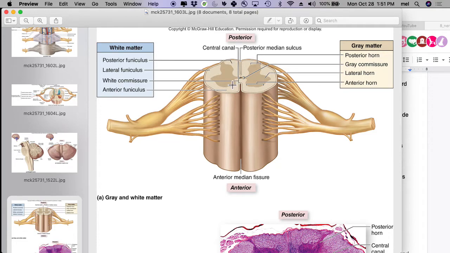It's a white commissure. Commissure that connects the two halves, right? White commissure. Good? Make sense? Okay. Anterior, posterior, and lateral. Everybody all right with that? Okay. You can use funiculus if you want to.